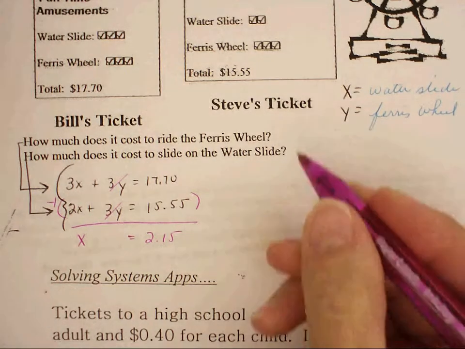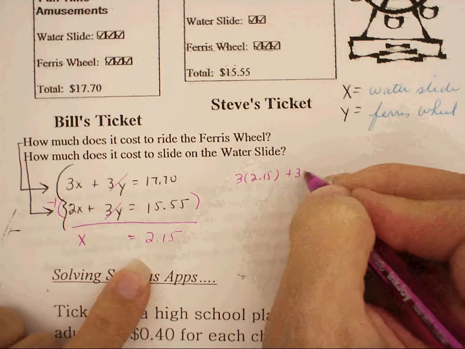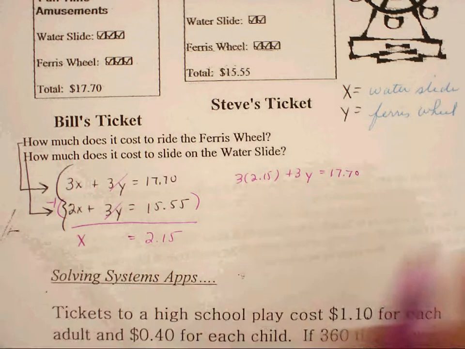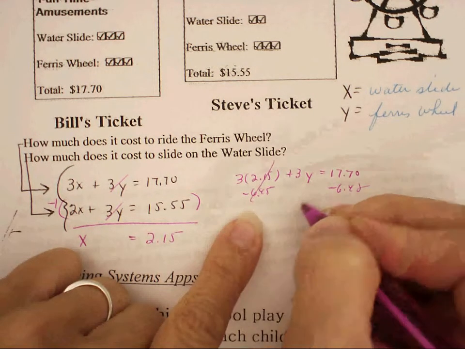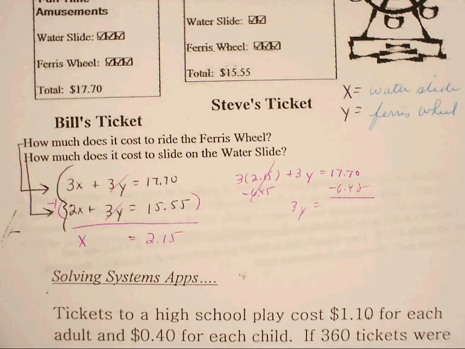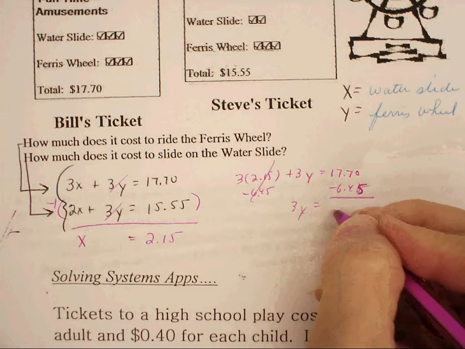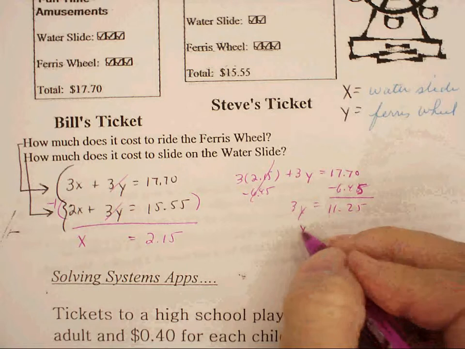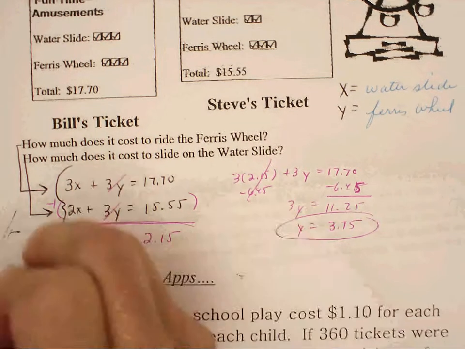So then back substitution, 3 times 215. And again, you can pick either equation. I just picked the first one. So it looks like to ride the Ferris wheel is $375.